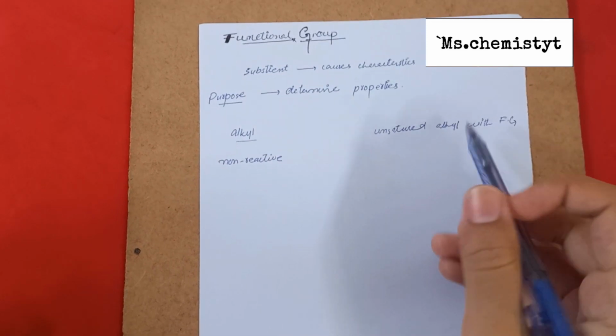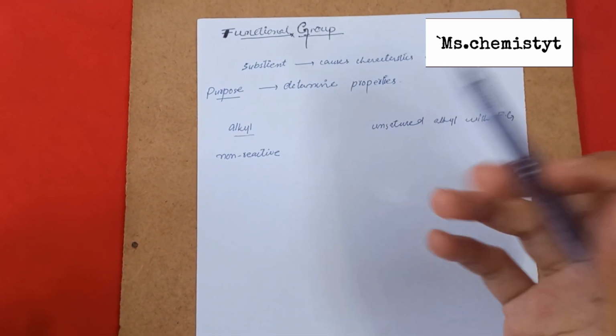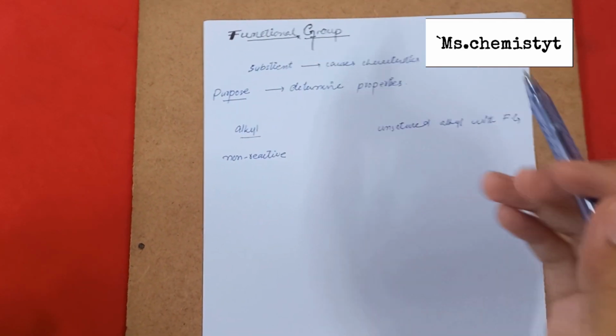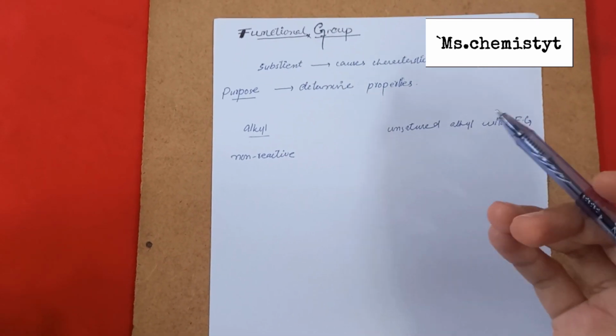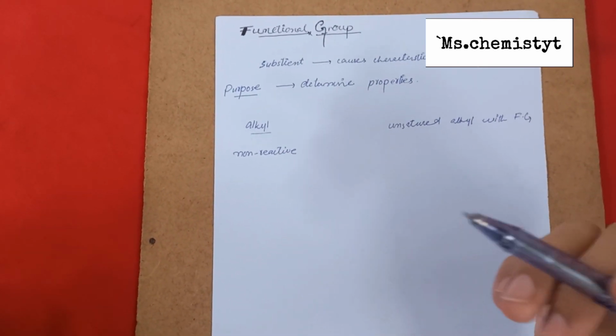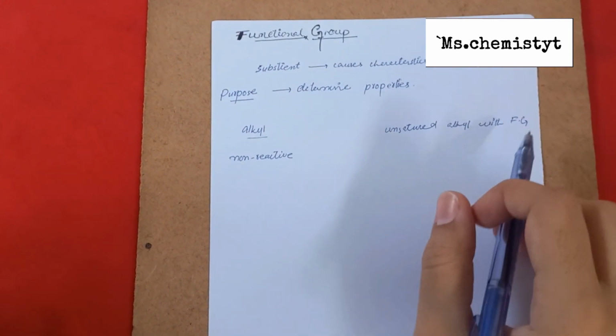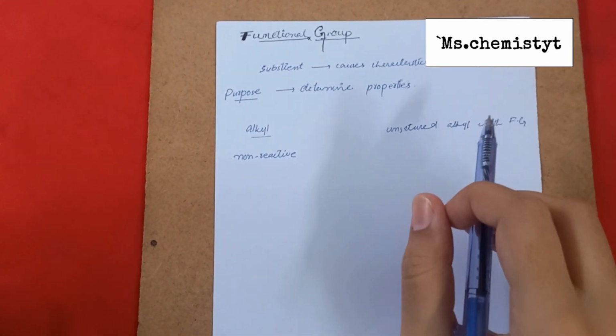So we can say the functional group is actually the group of atoms that confers specific properties on hydrocarbons and defines their overall chemical characteristics and function.